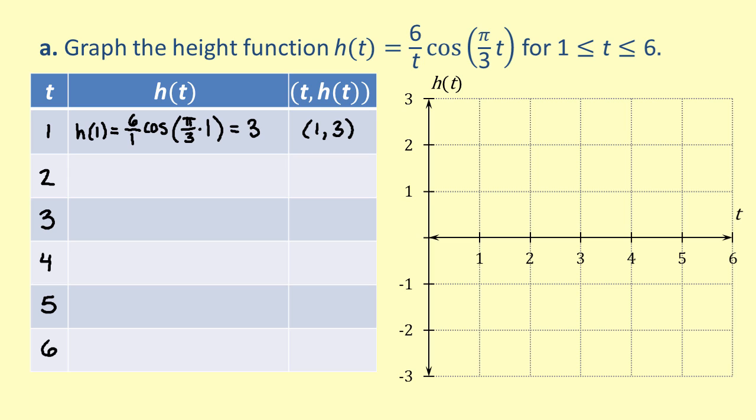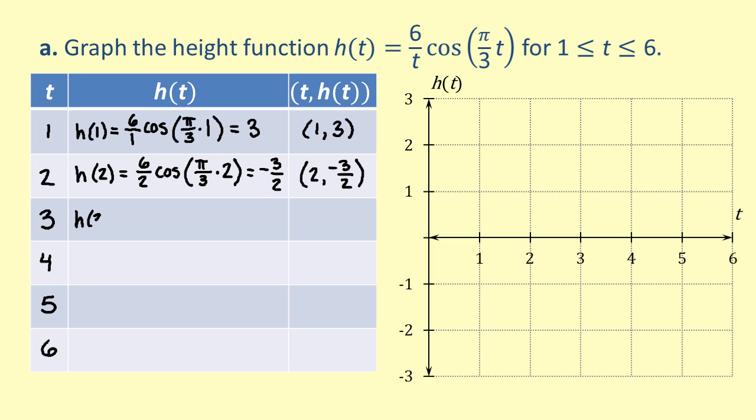Following the same procedure, we now evaluate the function when t equals 2. So we have h of 2 equals 6 over 2 times the cosine of pi over 3 times 2. The cosine of 2/3 pi equals negative 1/2, and negative 1/2 times 6 over 2 is negative 3/2. In this case, the point we get is (2, -3/2). Continuing this same procedure for the rest of the table gives us the remaining points.